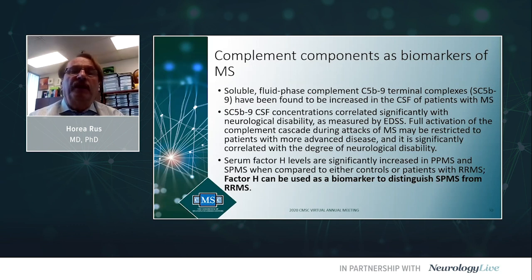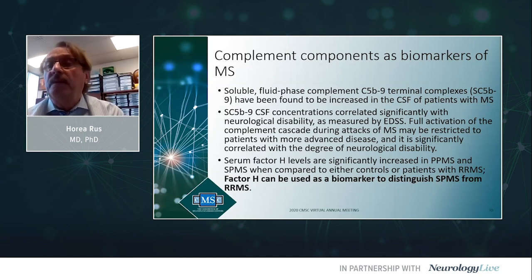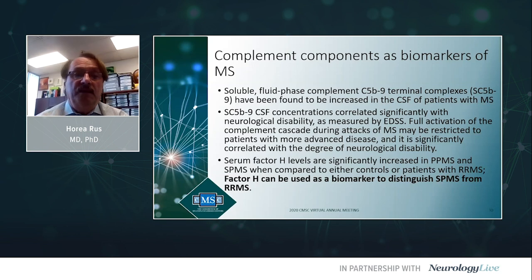On the other hand, factor H, which is an inhibitor of complement activation, was found to be increased in primary progressive MS and secondary progressive MS when compared with controls or with relapsing remitting MS. The authors of that study concluded factor H can be used as a biomarker to distinguish secondary progressive MS from relapsing remitting MS.